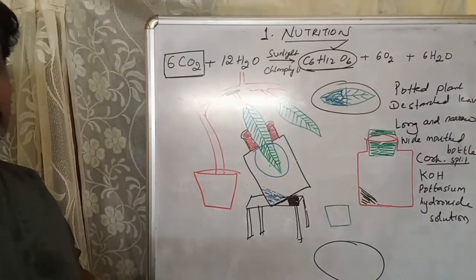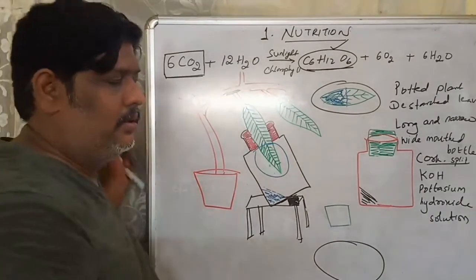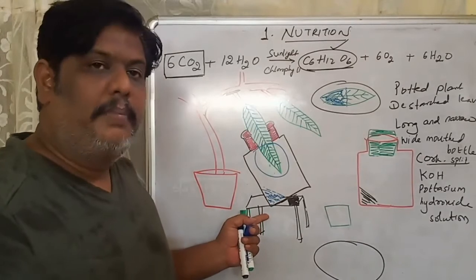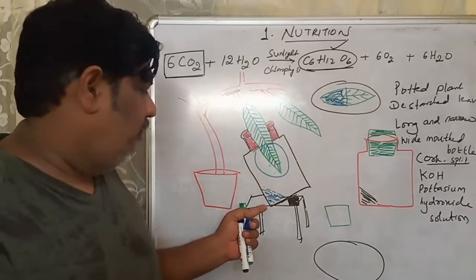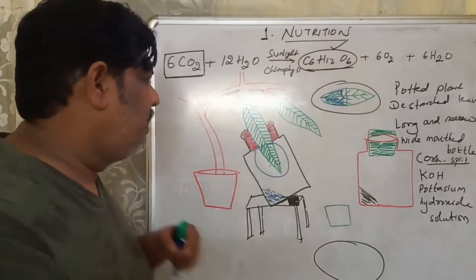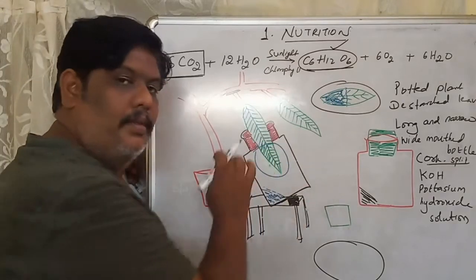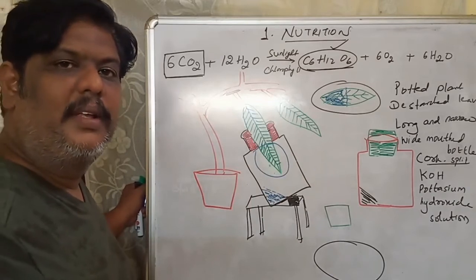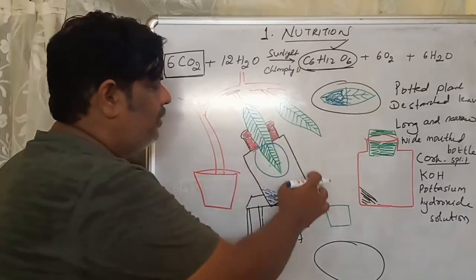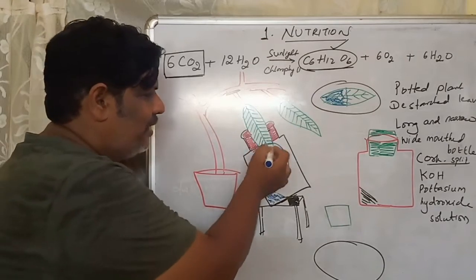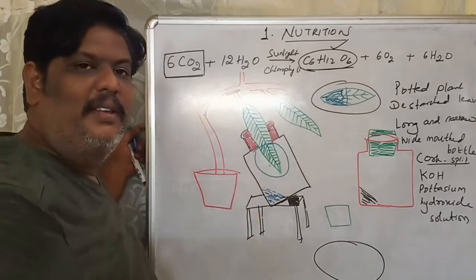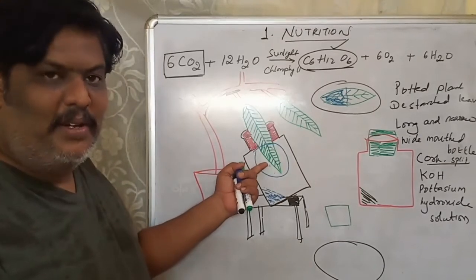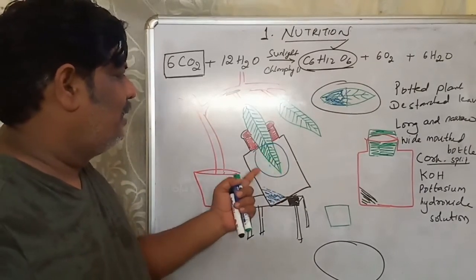What is the reason behind this? The reason is the potassium hydroxide solution which you have taken in this beaker. It will absorb the carbon dioxide which is present in the bottle, so it is making the complete bottle carbon dioxide free. So once the bottle becomes carbon dioxide free, this particular part of the leaf which is in the bottle will not get the carbon dioxide. As it is not getting the carbon dioxide, this part is not able to prepare the food material.